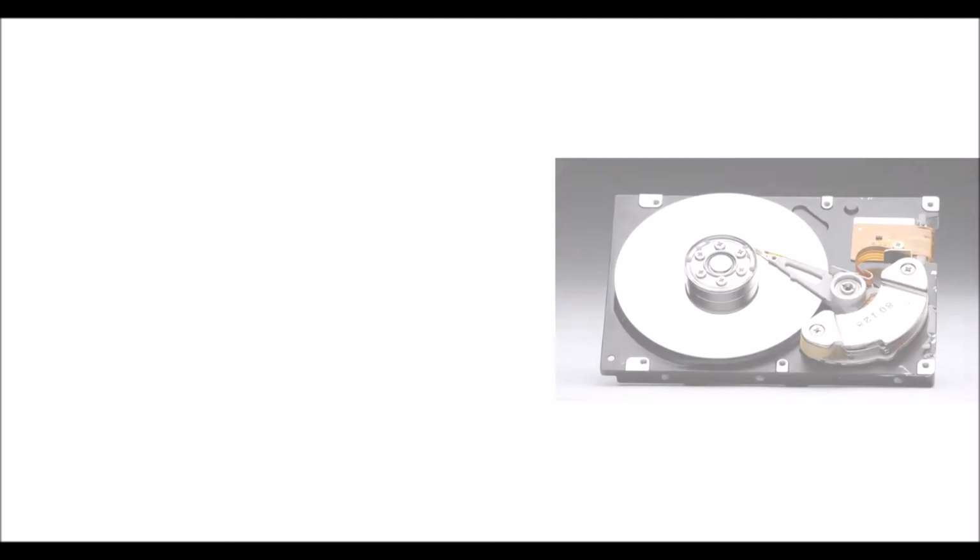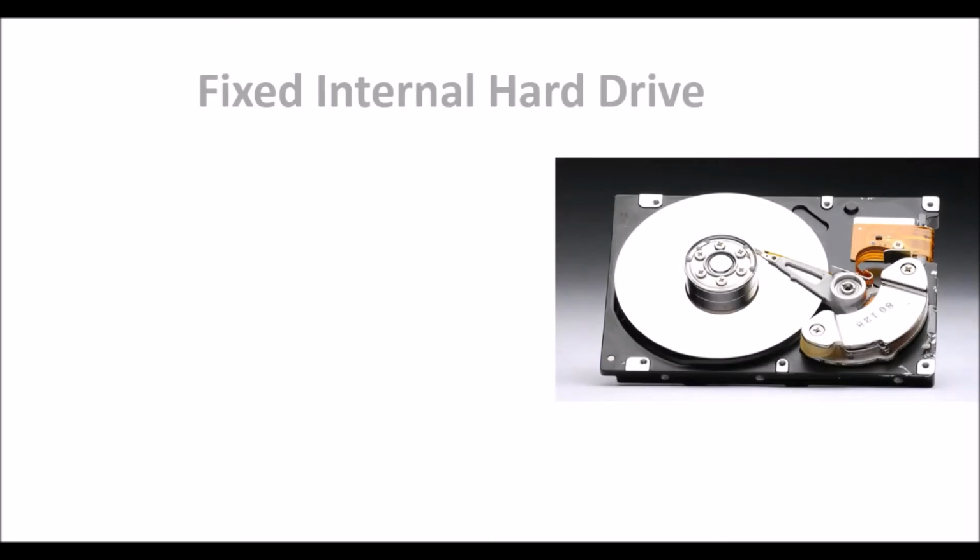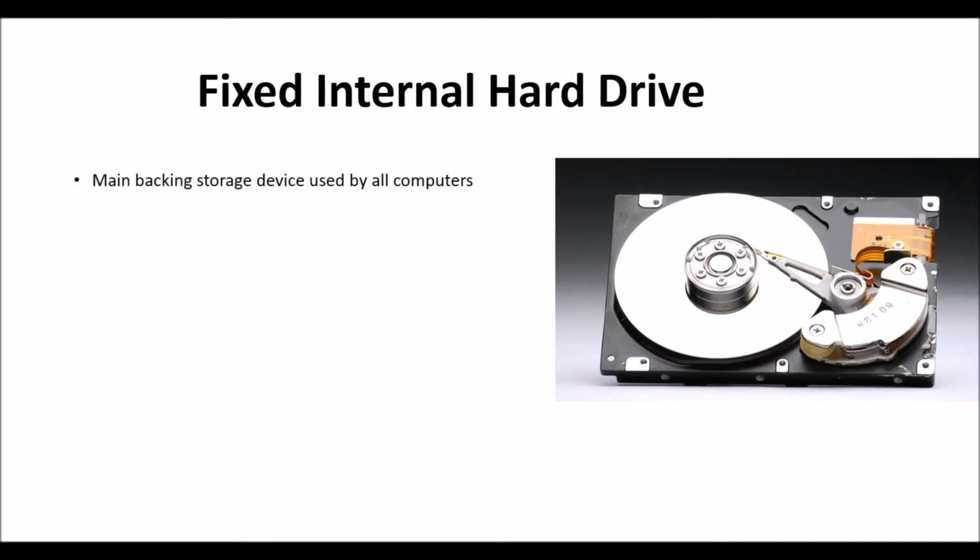When we say magnetic, let's talk about the first one, which is the fixed internal hard disk. Why do we call it fixed? Because it is always inside the computer. Fixed internal hard disk is the main backend storage device used by all computers. It is less likely to break because it is fixed. It's not something you'll be taking here and there. Then it has high storage capacity compared to external drives.